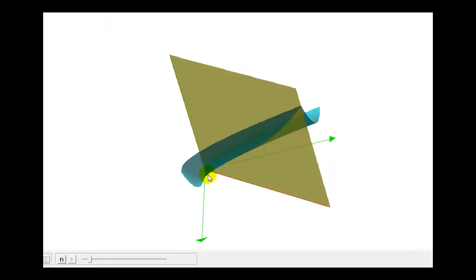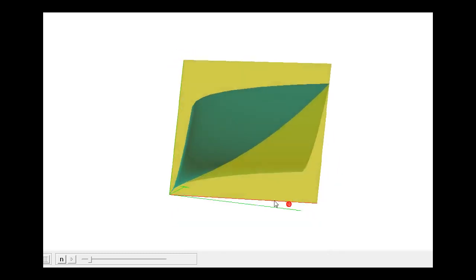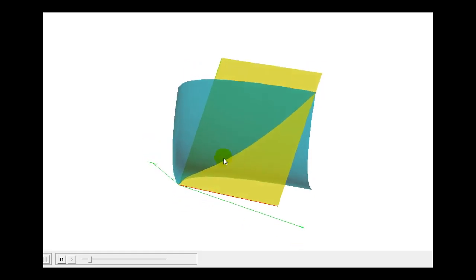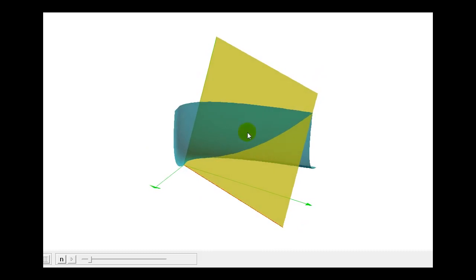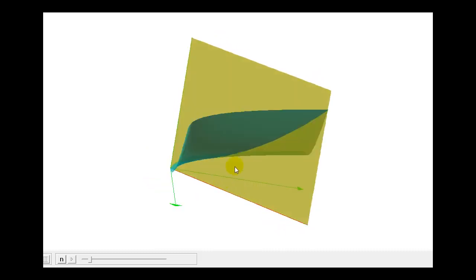For example, in this graph here we see a blue surface, and if we integrate this surface along this red line here, it would give us the area of this yellow plane that is below the blue surface. And this will be the result of our first example. Let's go ahead and take a look at it.